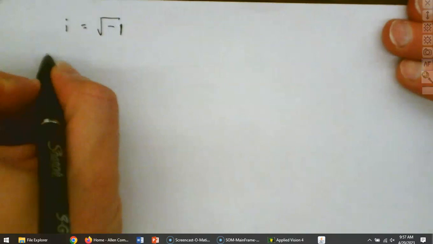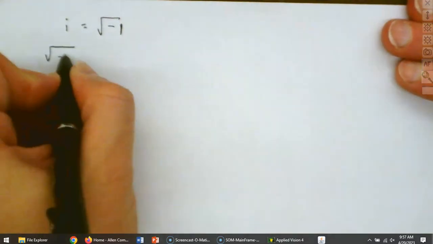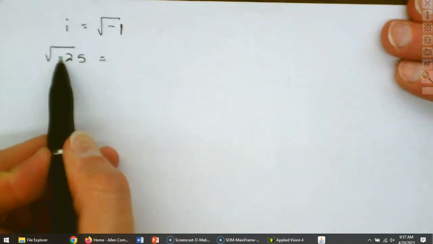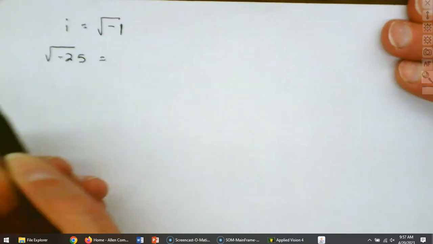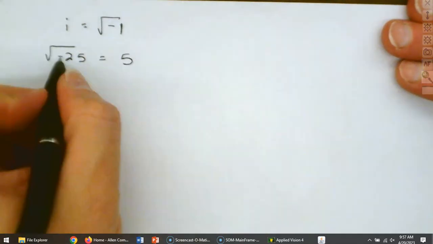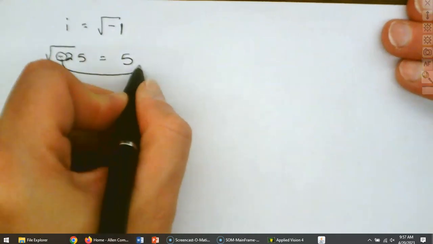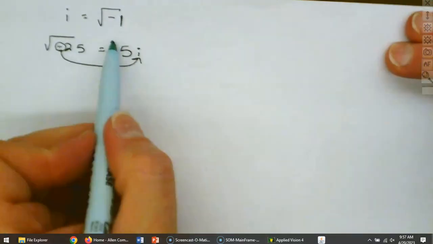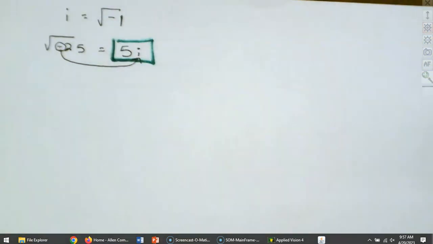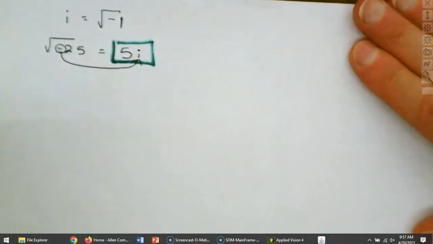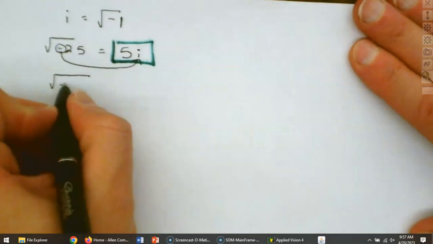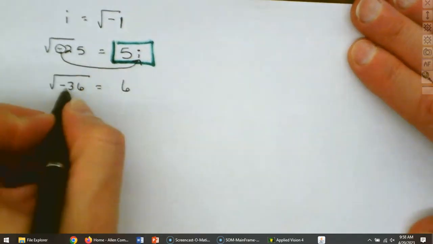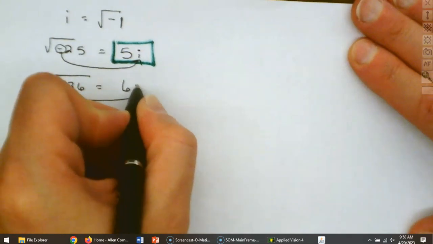So how would I evaluate this one? How about the square root of minus 25? The minus is inside. Very important to notice that the minus is inside. Well, what do we know about 25? 25 is a perfect square of 5. Now, because of this negative here, that's going to come out as an i. So the square root of a negative 25 would come out as 5i. Same thing with the square root of, let's say, a negative 36. Square root of 36 is 6. The negative here brings out an i.